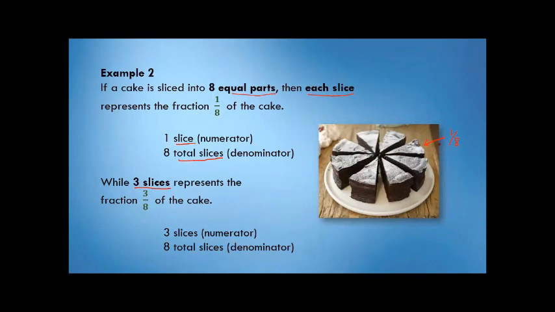So, for example, ito is 1/8, tapos yung isa pang slice is 1/8, and then yung isa pang slice is 1/8. Kung yung tatlo ang kukunin nating parts, that is 3/8. Okay? So, 3 slices is the numerator kasi yun yung parts na kinuha natin. Then, 8 pa rin ang denominator kasi yung total slices or total equal parts na hinati yung isang buo.